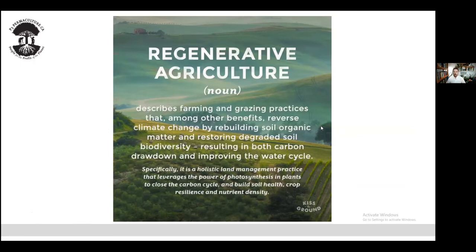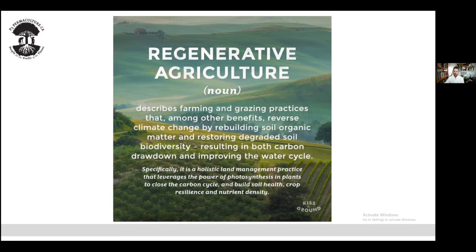So what is regenerative agriculture? Well, it describes specifically farming and grazing practices that are, among other benefits, reversing climate change by rebuilding soil organic matter and restoring degraded soil biodiversity. And that also results in both carbon drawdown and improving the water cycle. So it's a holistic land management practice that leverages the power of photosynthesis, plants, and the carbon cycle to build soil and crop resilience and nutrient density.